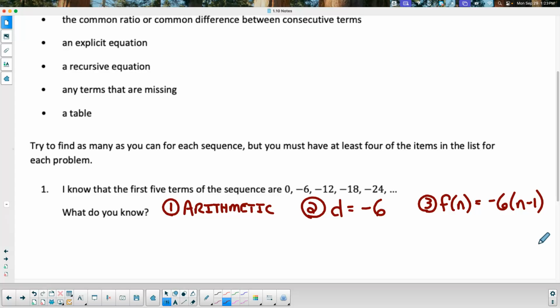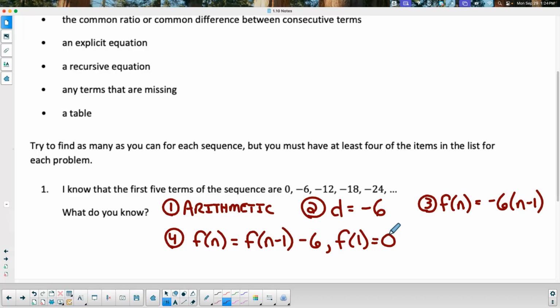We're through the hard ones. Now we're on the easy ones. F of n equals f of n minus 1 minus 6, f of 1 equals 0. Could I have also put in there at the end f of 2 equals -6? Could I have put f of 3 equals -12? F of 4 equals -18? F of 6 equals -30? Even though it's not up there. Yep, exactly. Okay.